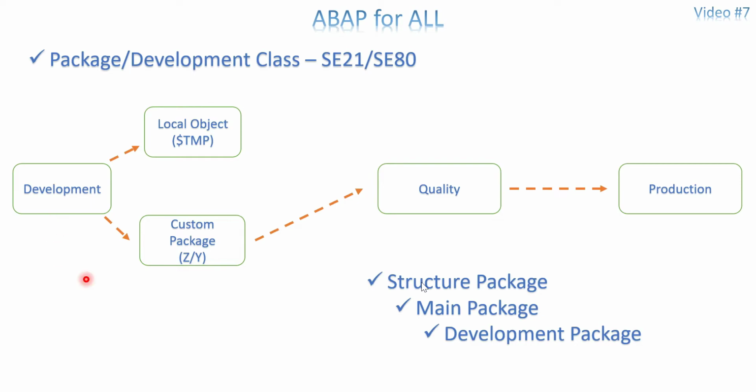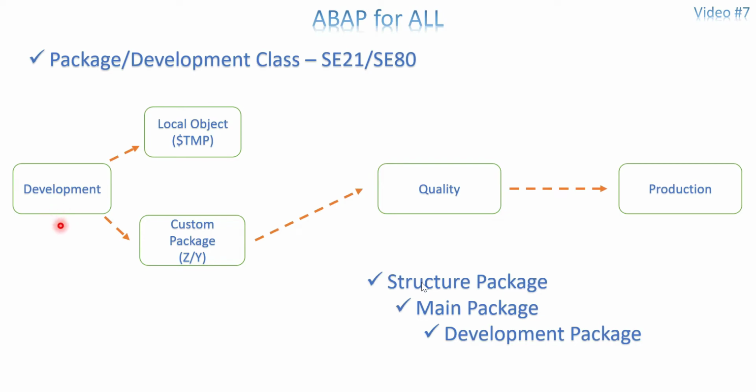So how do you create a transport request? There are two points you have to maintain. One is that your object should be in a custom package, and the object is associated with the transport request. The transaction codes to create a transport request are SE01, SE03, SE10. So, three different transactions with their own properties. Mostly we use SE01 to create the transport request.